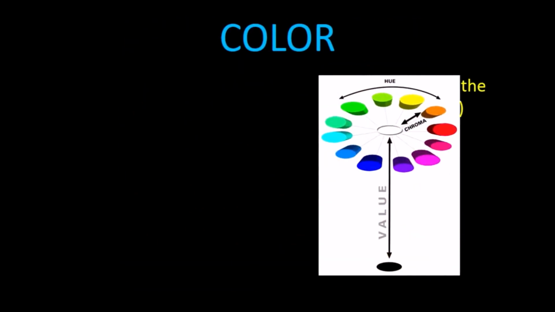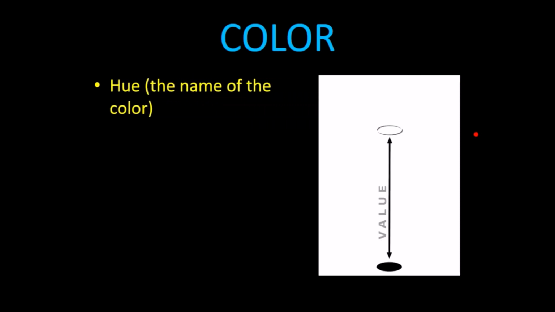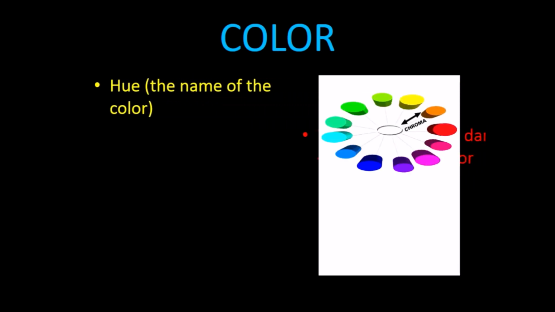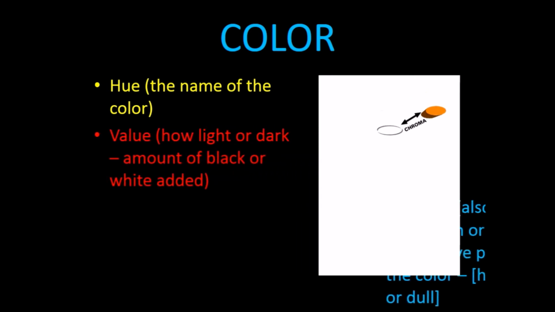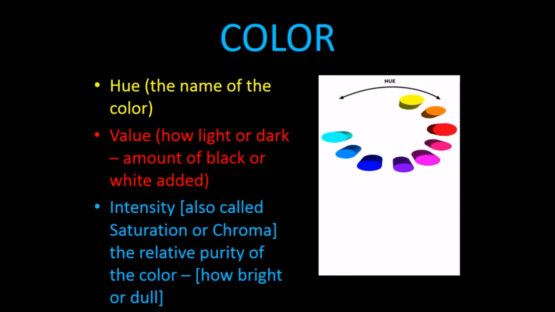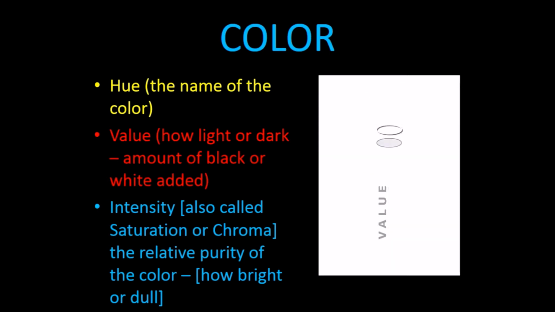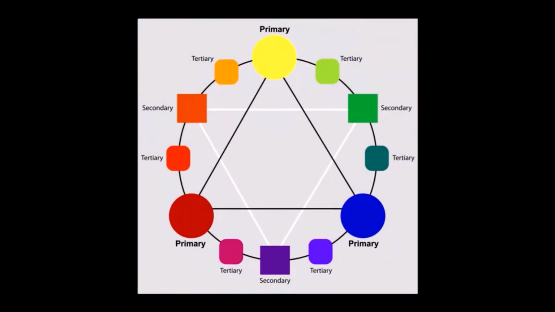The next element, color, has three aspects: the hue, value, and intensity. White is pure light. Black is the absence of light. The primary colors are the only true colors: red, blue, and yellow. All other colors are mixes of primary colors.